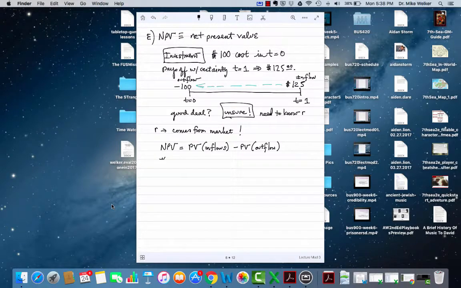The general rule of thumb is, if the net present value is greater than 0, accept that project. Our wealth is going to go up. If the net present value is less than 0, we're going to reject such a project because it would cause our wealth to decrease. If the net present value is equal to 0, we would be indifferent.